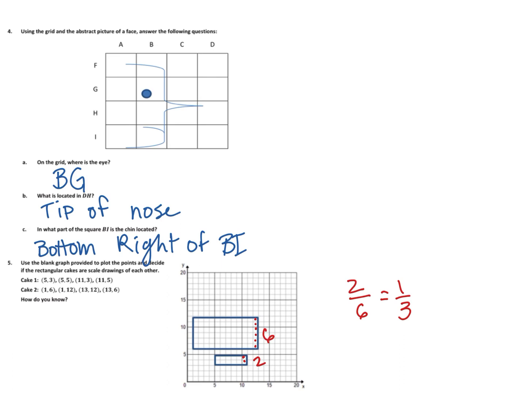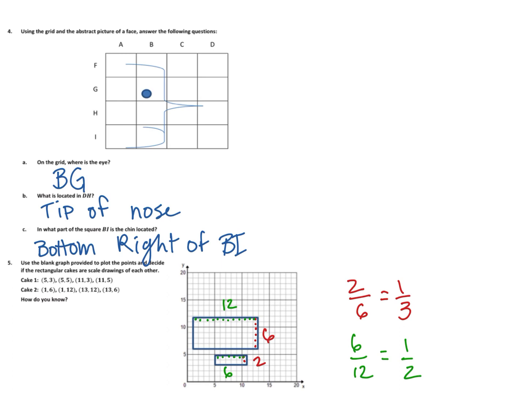Now we're going to check the width. 1, 2, 3, 4, 5, 6, 7, 8, 9, 10, 11, 12. And this one is 1, 2, 3, 4, 5, 6. So for the width, we have 6/12, which reduces to 1/2. Those are not equal to each other.